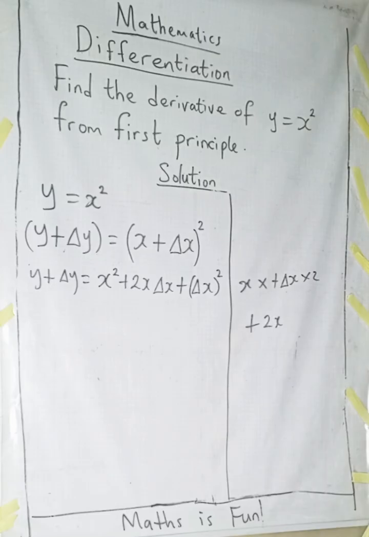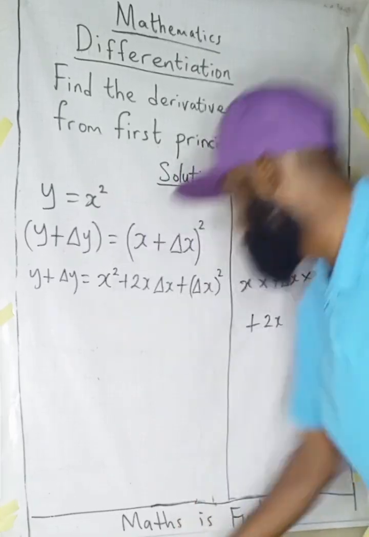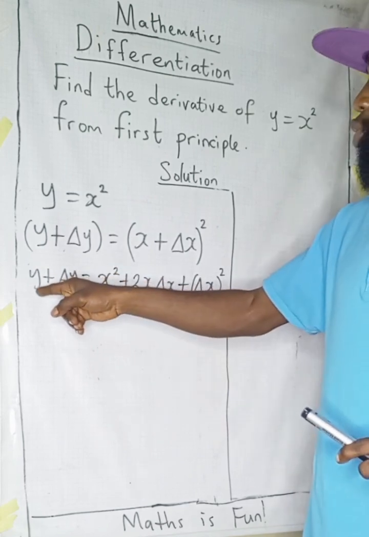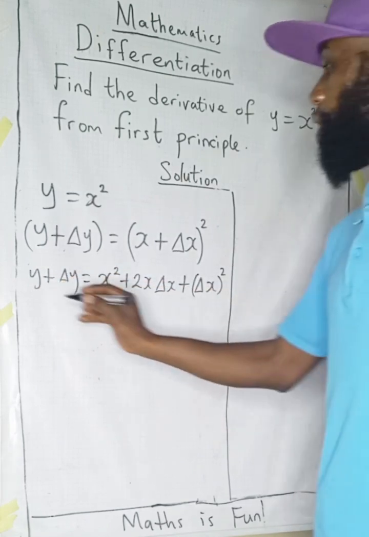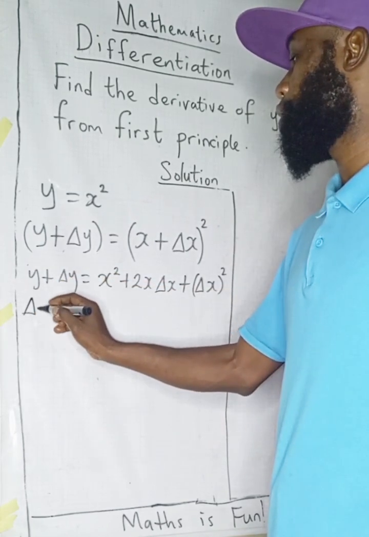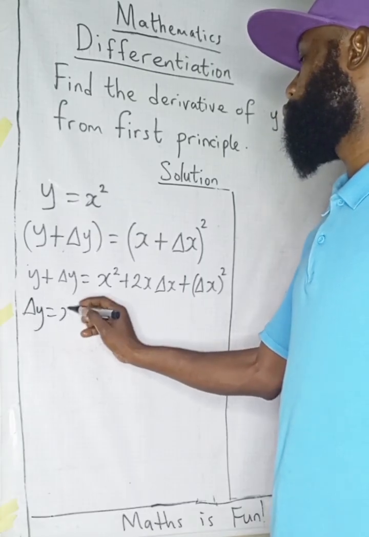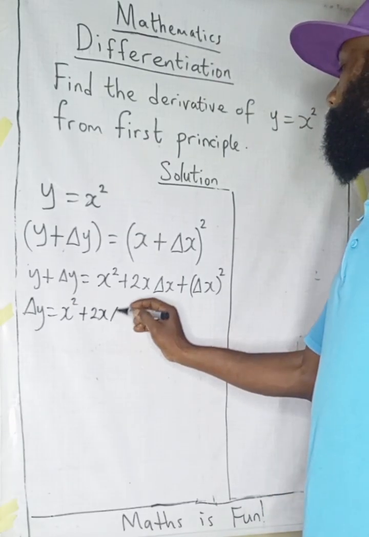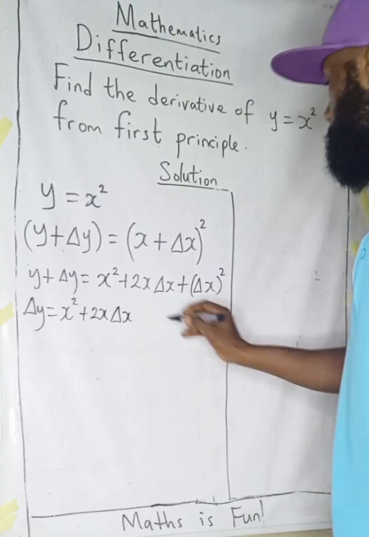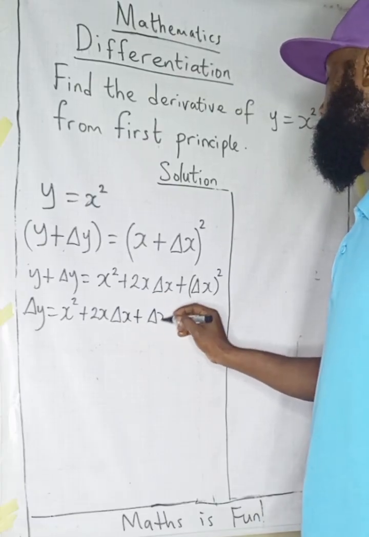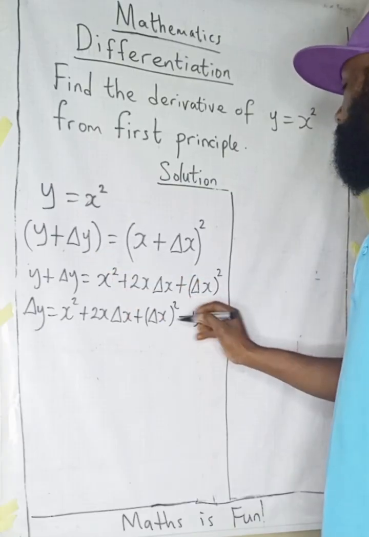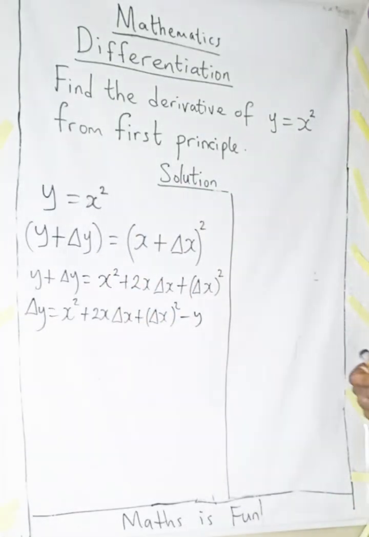Right? So that's it. So what do we do next? The next thing we'll do is to take y to the right hand side. So we have only change in y here being equal to x squared plus 2x change in x plus change in x squared minus y. We've taken y over to the right hand side.